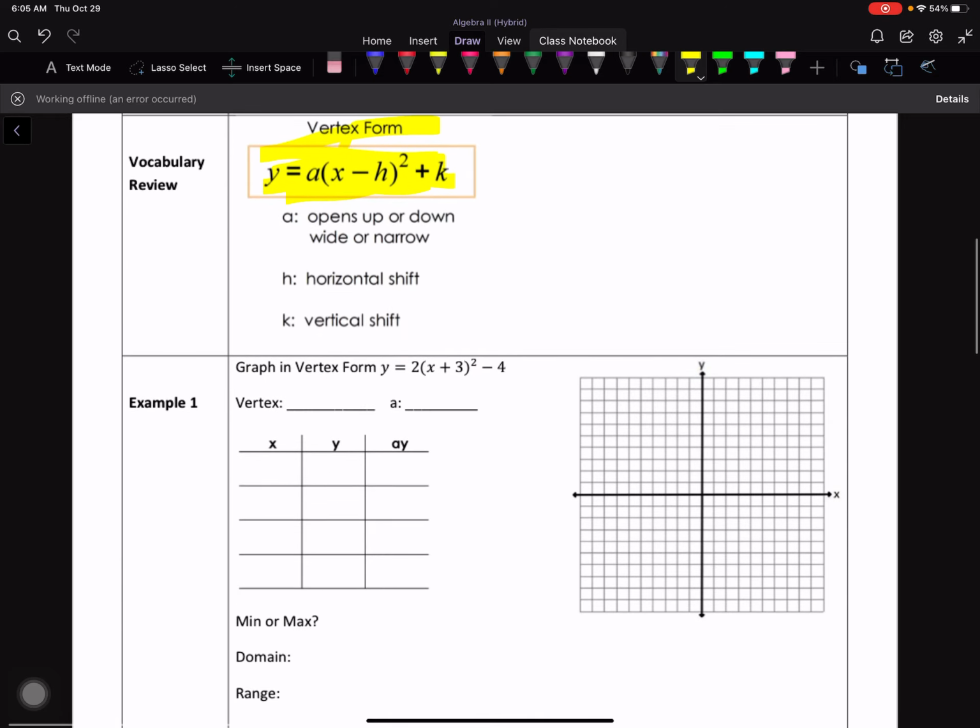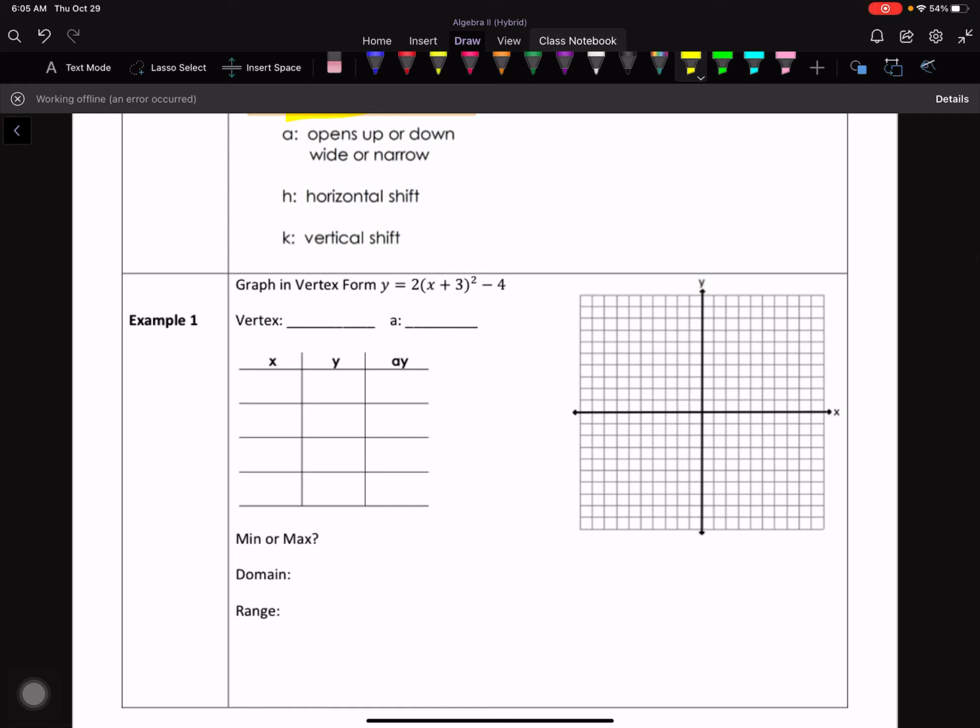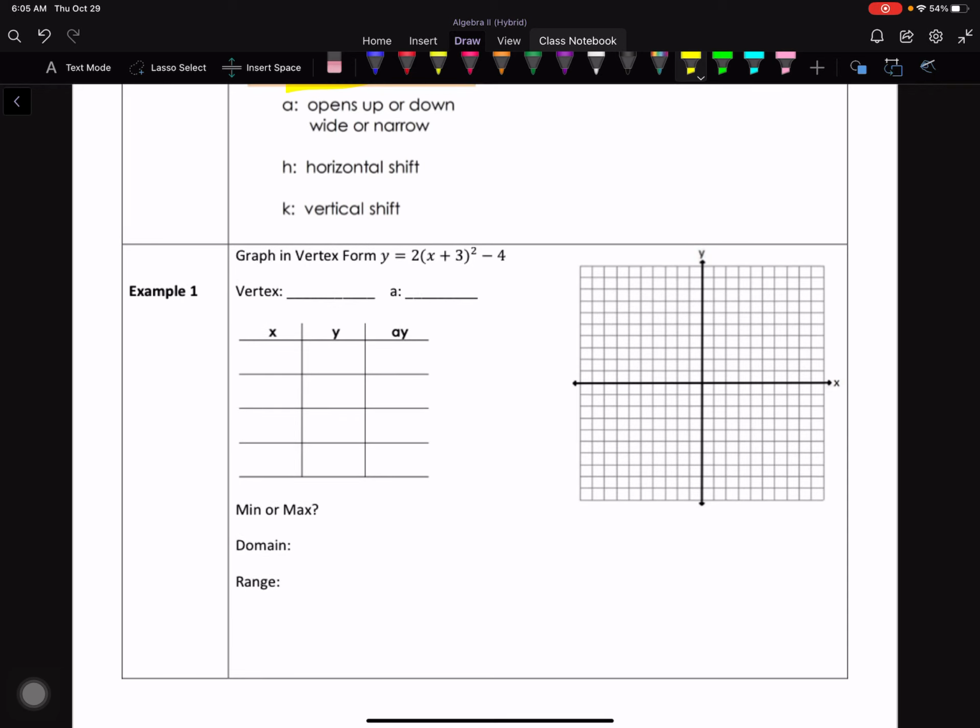Oh, this will probably be the easiest thing that we do. Graph in vertex form. Well, y equals 2(x plus 3) squared minus 4. So the vertex comes from h, k. So here's h, here is k. Now the thing with h is you've got to make sure you flip the sign, so it's actually -3, and then k stays the same. Here's my vertex. My a value is 2.